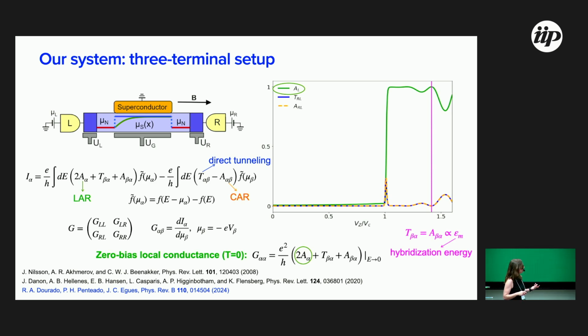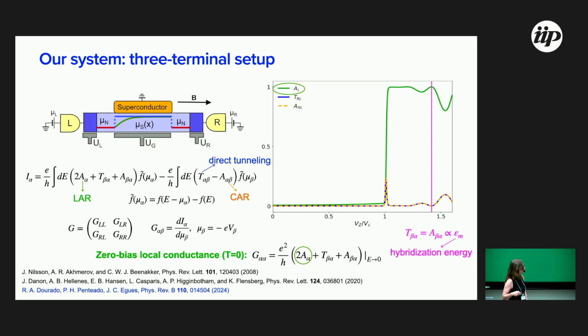So here there are three processes that contribute to the conductance: the local undriven reflection, crossed undriven reflection, and what I'm calling direct tunneling, but I think some people call it elastic cotunneling. But the most important process here is the local undriven reflection. If I plot each one of these processes as a function of the magnetic field, we see that before the transition, none of the processes are contributing when you have Majoranas here. And then after the transition, you see that LAR is the process that contributes the most.